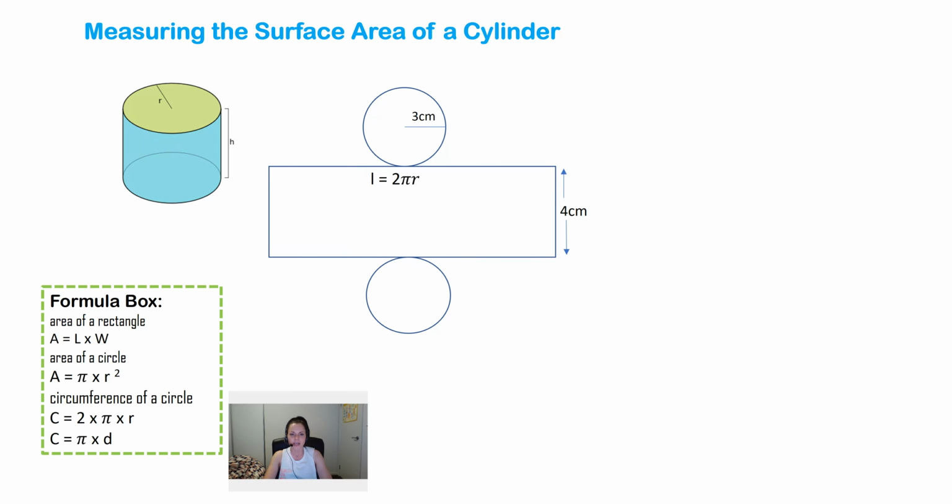If I were to lay that out flat, it might look something like this, or close enough. Once again, nets really help us to visualize the shapes that we're trying to figure out the area for. In order to calculate the surface area, we need to know the following formulas. The area of a rectangle is length times width. The area of a circle is pi r squared. And for the circumference of a circle, we've got 2 pi r or pi d.